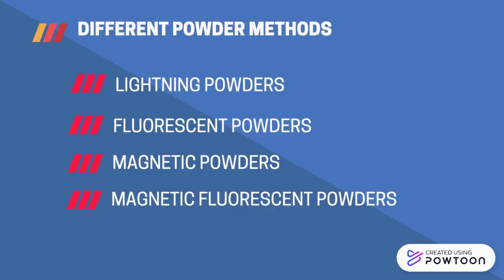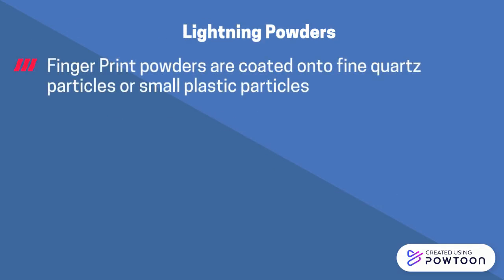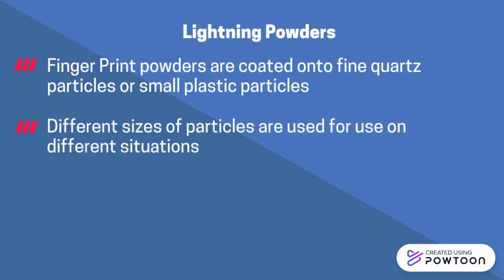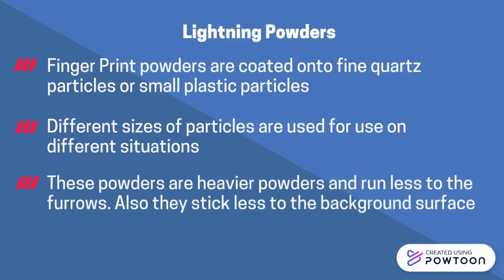Different powder methods: lightning powder, fluorescent powders, magnetic powders, magnetic fluorescent powders. Lightning powders: fingerprint powders are coated onto fine quartz particles or small plastic particles. Different sizes of particles are used for different situations. These are heavier powders and run less into the furrows. Also, they stick less to the background surfaces.